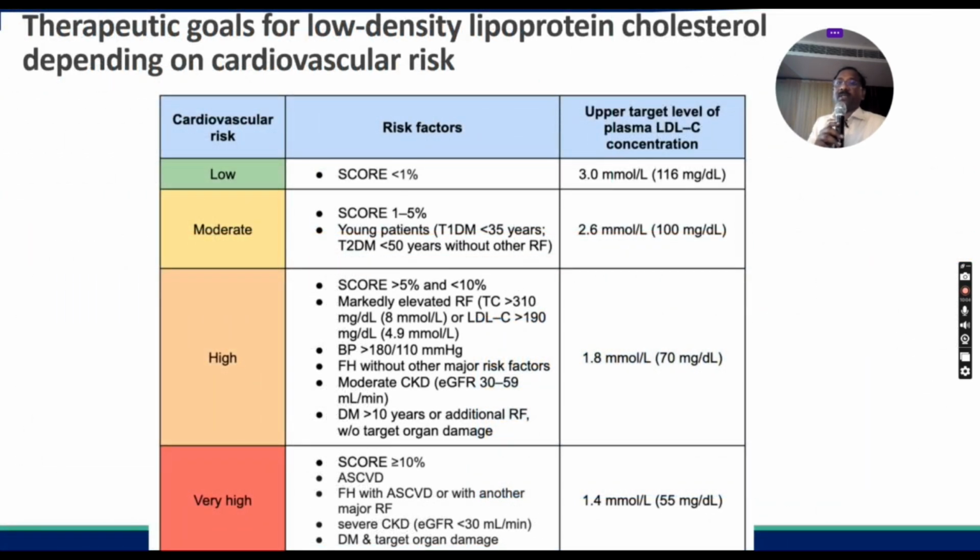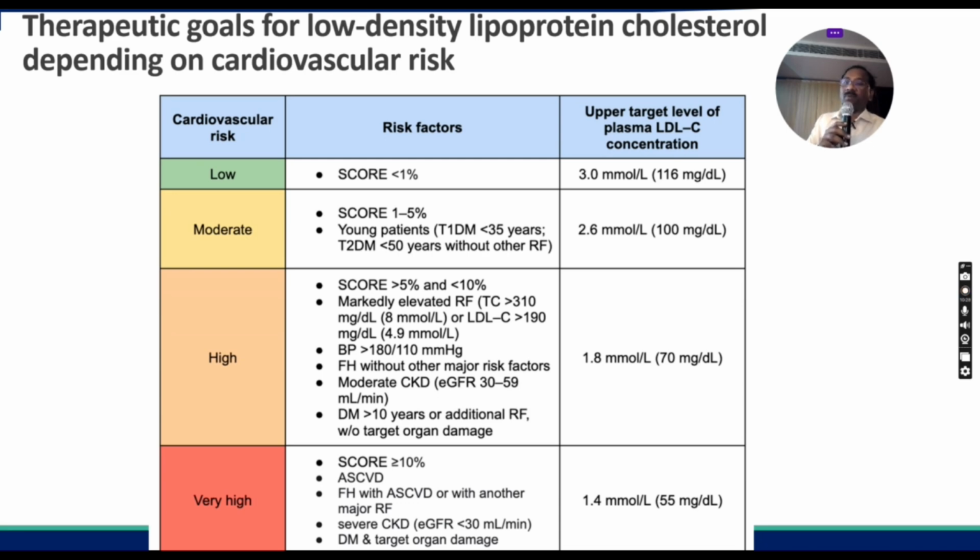And if you see the therapeutic goals for low density lipoprotein cholesterol, they depend on the cardiovascular risk. So whenever you see a patient in front of you in your chamber, you assess whether the cardiovascular risk is low or medium, high or very high or critically high. But unfortunately, most of our people fall into the group of either high or very high risk. Very few people are in the low and moderate risk.